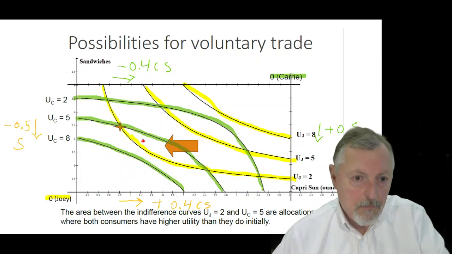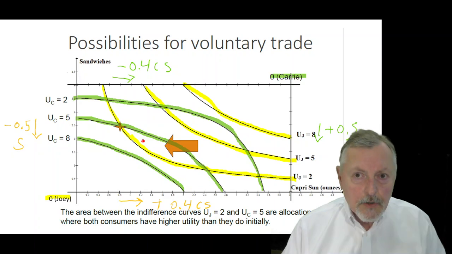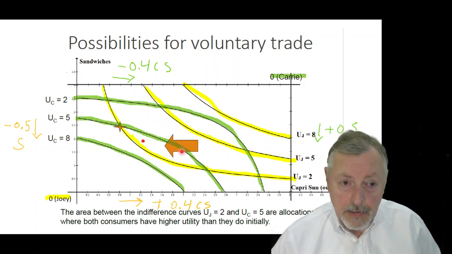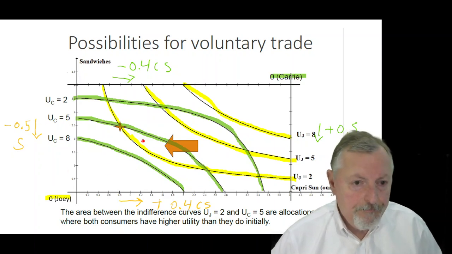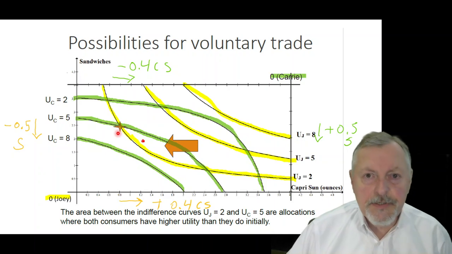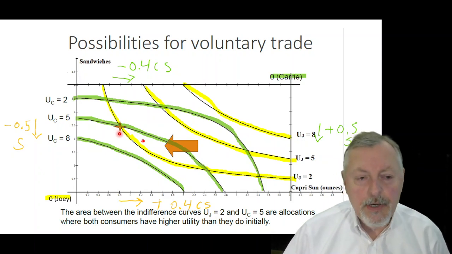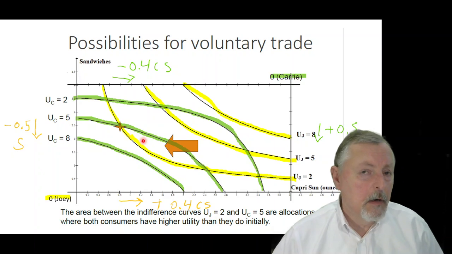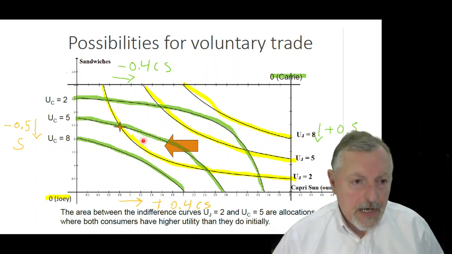Now here I've marked it up ahead of time, color coding it to make it a little easier for you. Carrie is in green. Joey is in yellow-orange. Now, what if they moved from this endowment, their initial endowment, let's say they traded. They went from here to here. What would that mean for Joey?